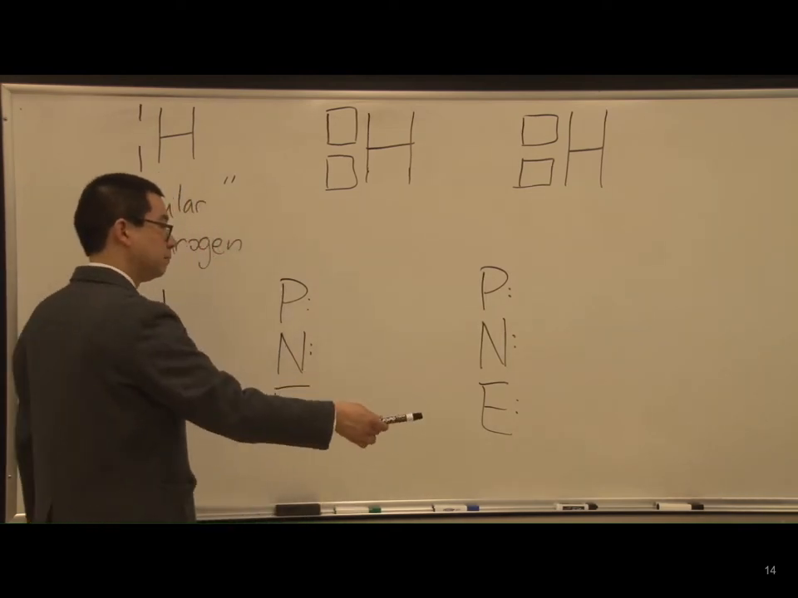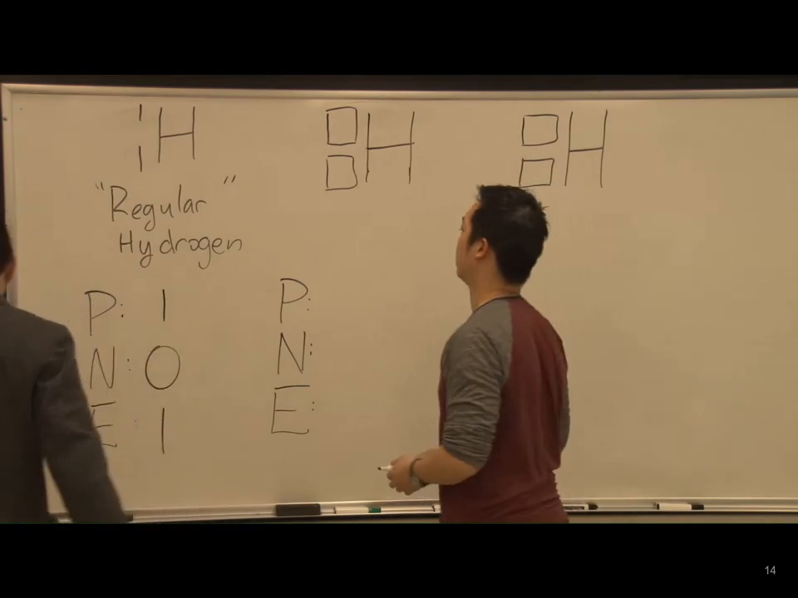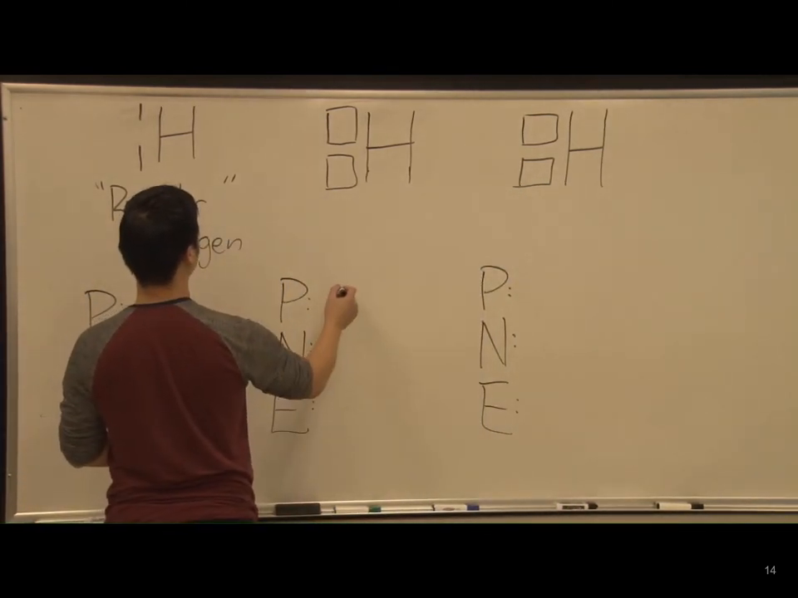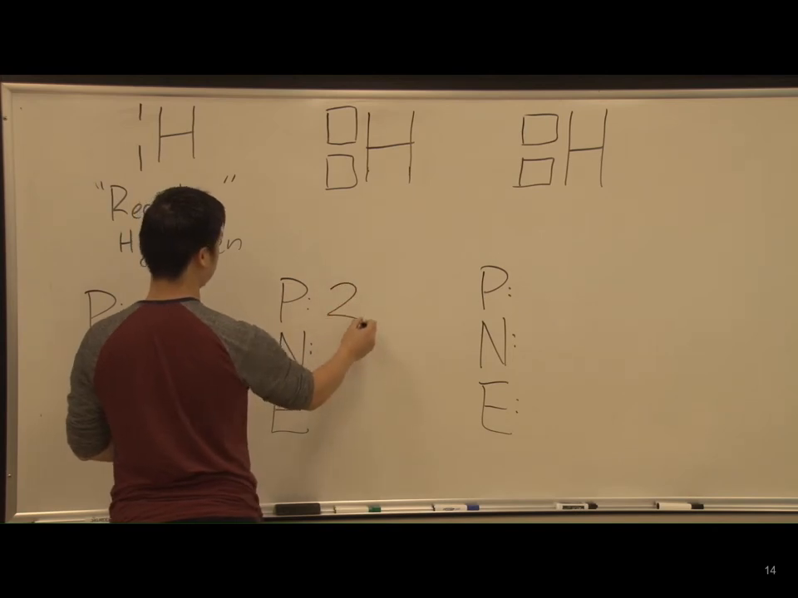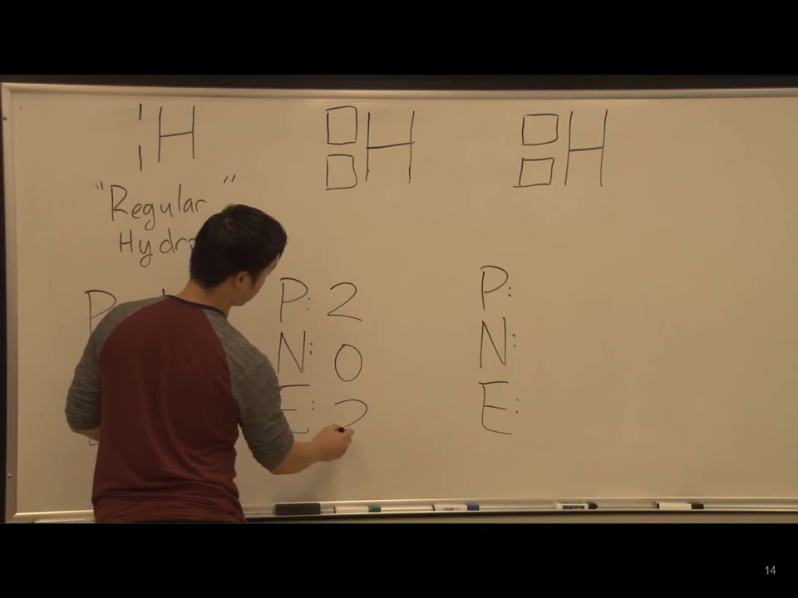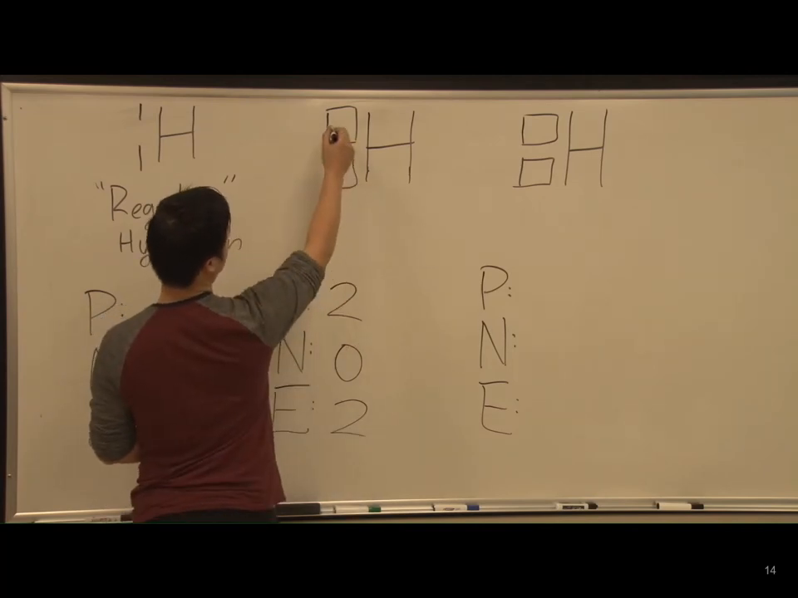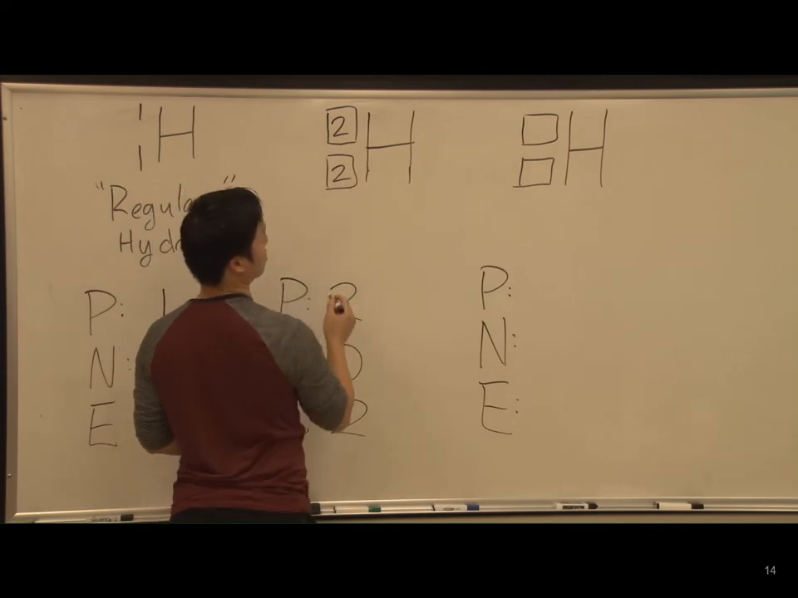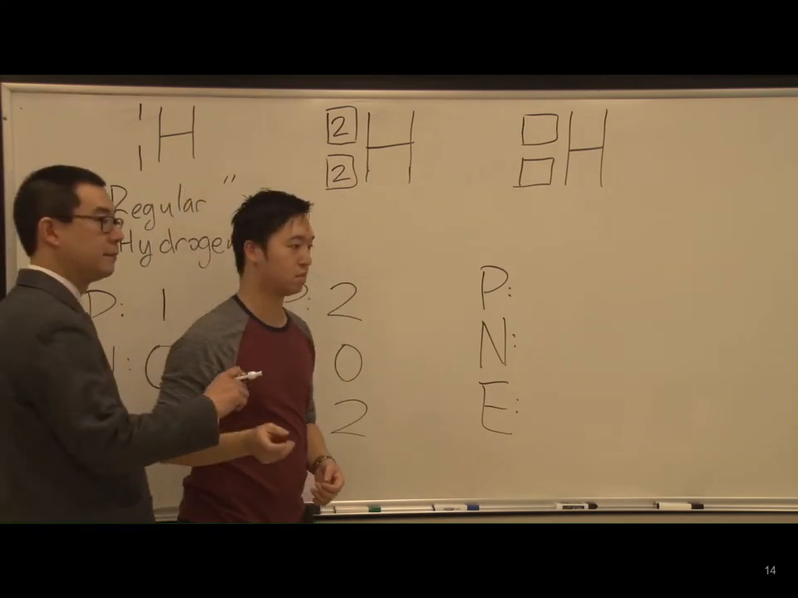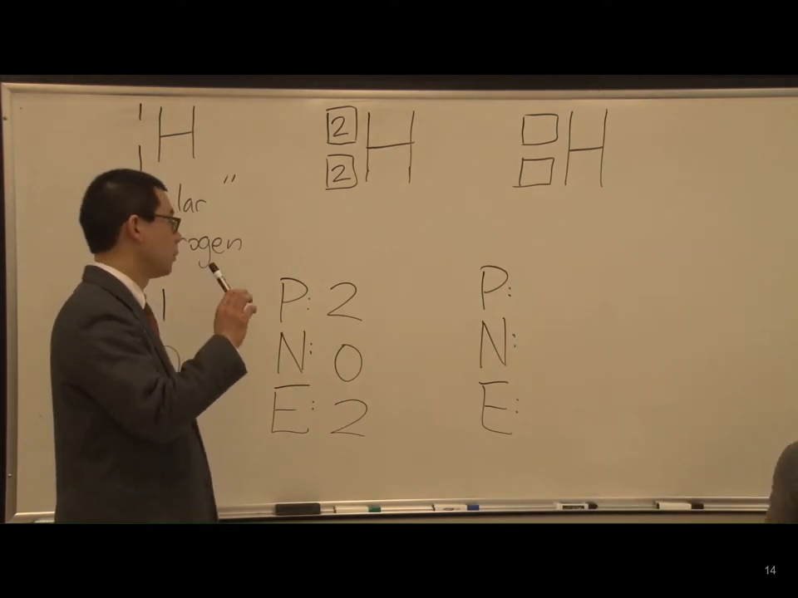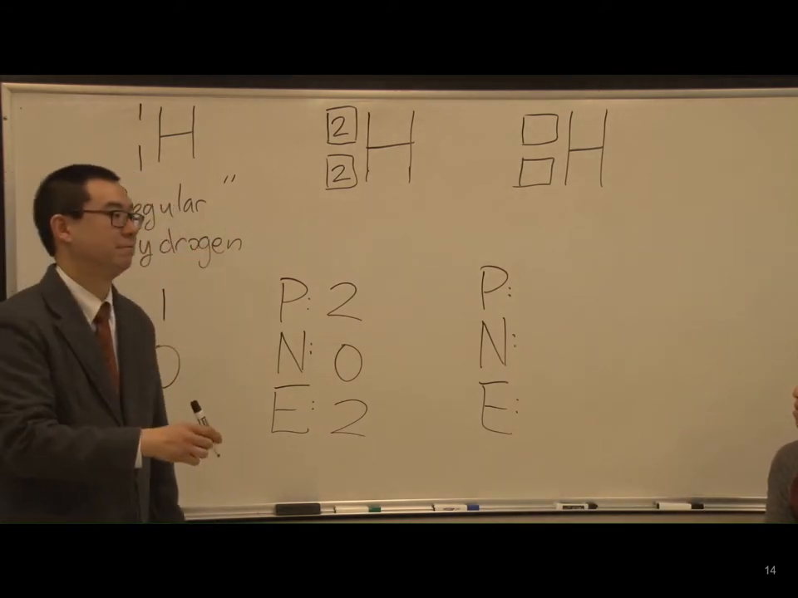Simon, how about you? Let's see. I'll put 2 here, 0, with 2 electrons, and then that would be 2, and that would be 2. Okay, so what do we think about that? I think that's wrong. Okay, so who wants to fix it? I'll fix it.